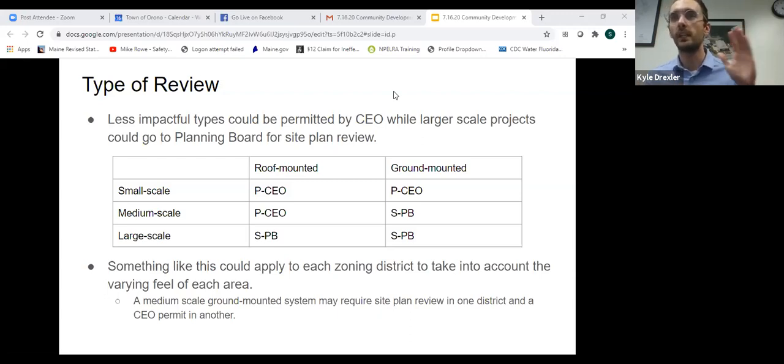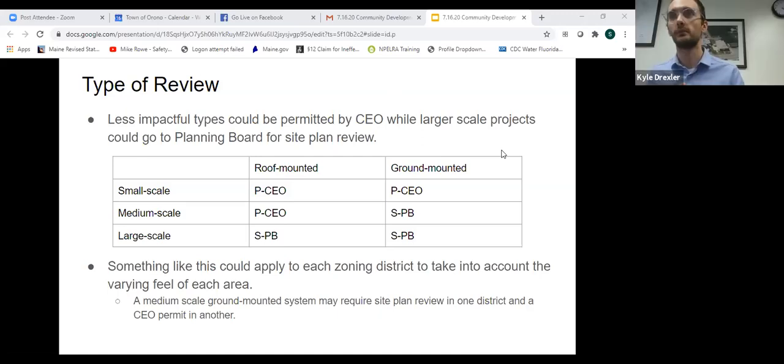So on the extremes, it's fairly easy to imagine what the review level should be, but as you get in the middle and you look at the intent of the zoning districts, you might start to have more discussion about which entity you want reviewing the project and permitting it.